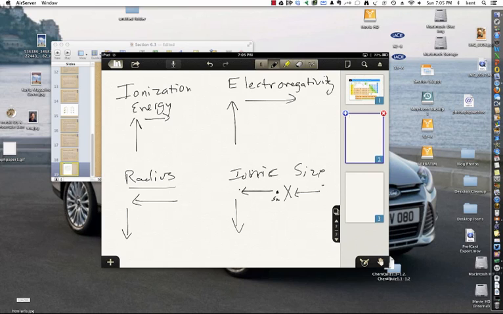But notice that these are your size ones. Bottom left is your biggest size. Your energy ones, electronegativity ones, top right. That's the main thing. If you remember that, you'll be able to figure out all of these things that go along with it.